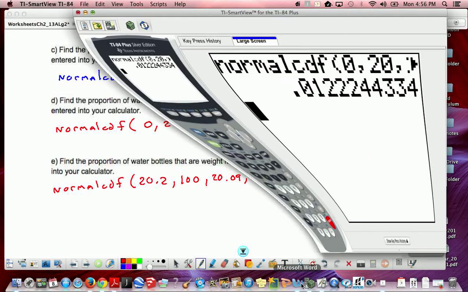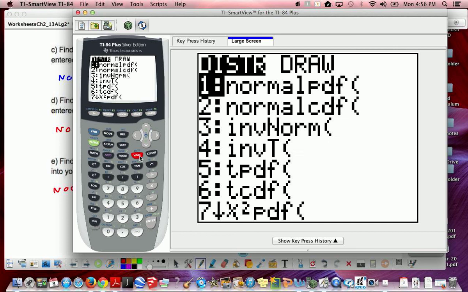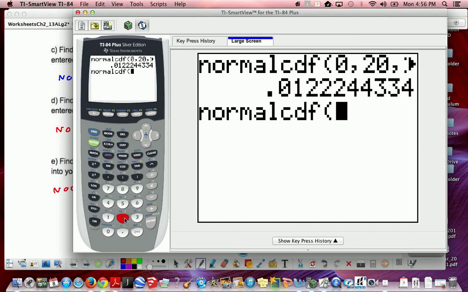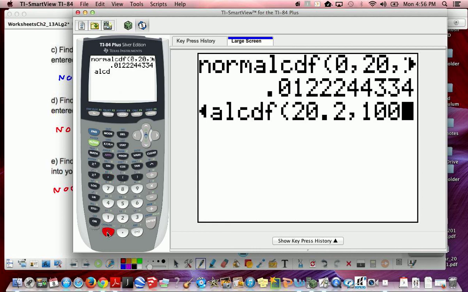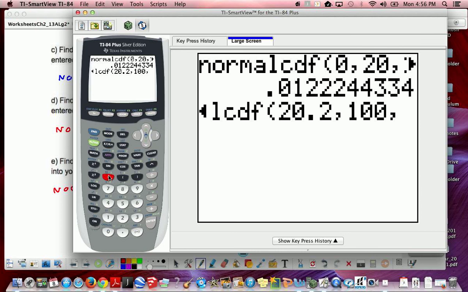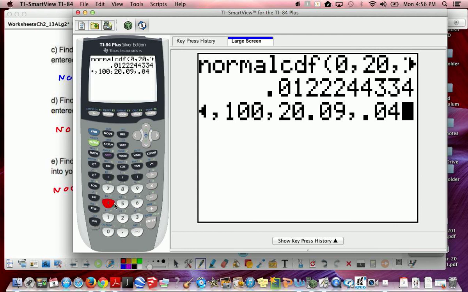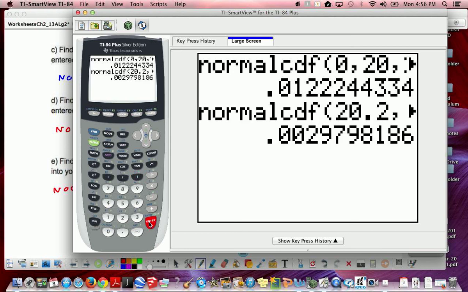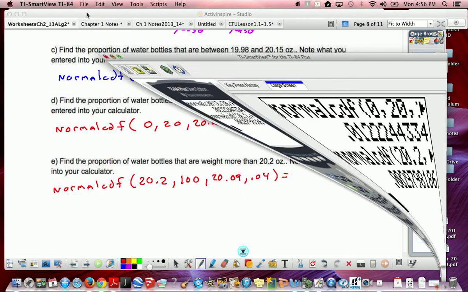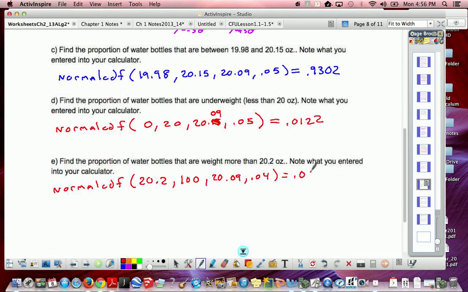So, let's check it out. Second vars, normal CDF, 20.2, to, I did 100, 20.09, comma, 0.04. Close parentheses. Go ahead and hit enter. 0.00297, which would round to 0.0030. All right, that ends this particular worksheet.